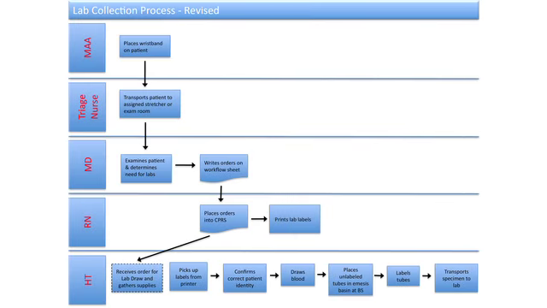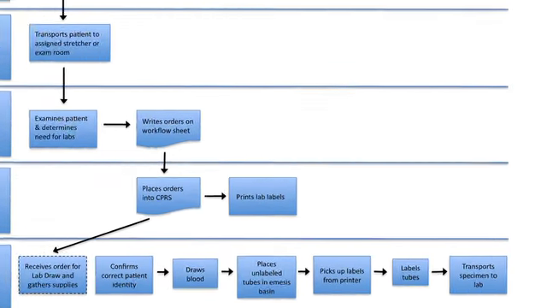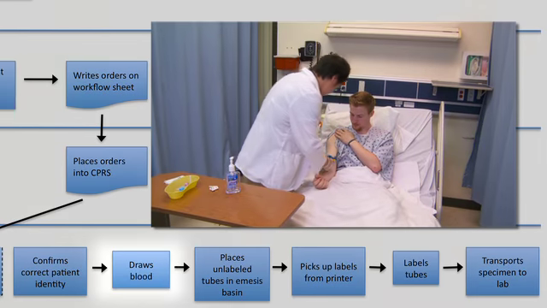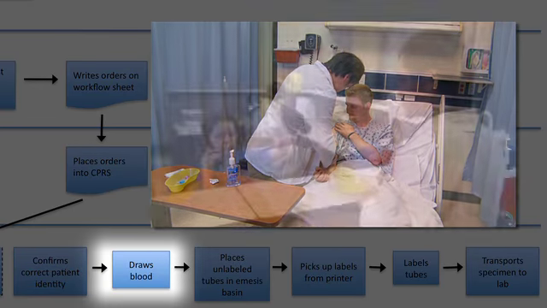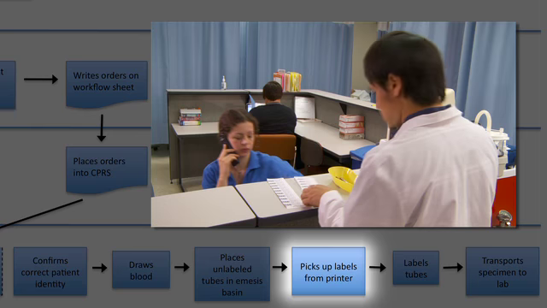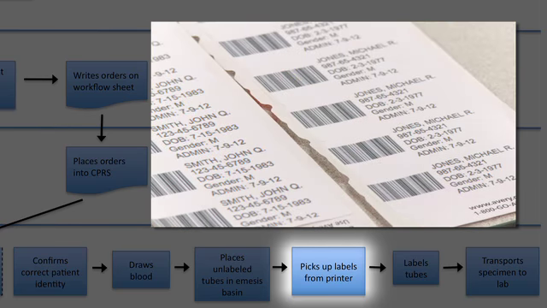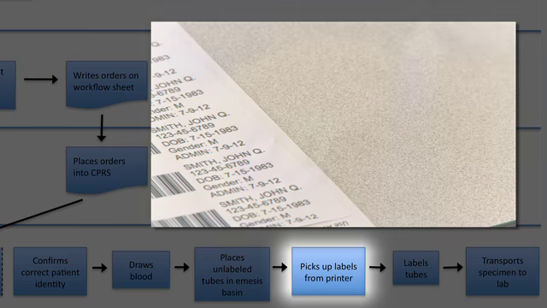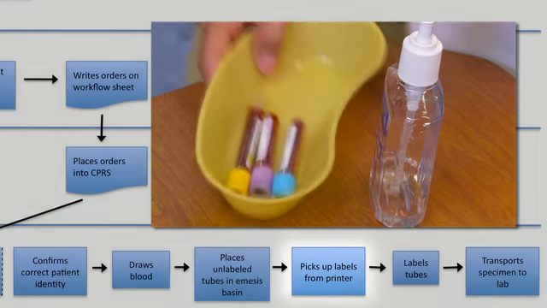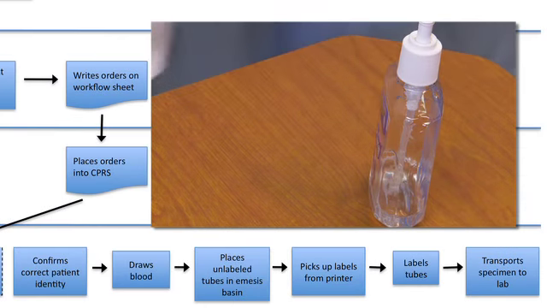Now let's look at the same workflow, this time focusing on the workflow that has been optimized to decrease the chance of error. In the original workflow, the health tech first draws the blood, then picks up the labels. However, did you notice that he didn't check to make sure he picked up the right labels? Carrying around unlabeled specimen tubes can increase the chances that the tubes will be mislabeled.